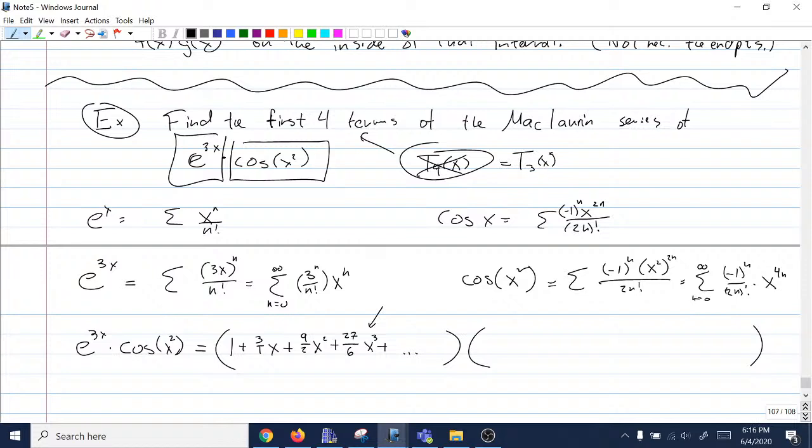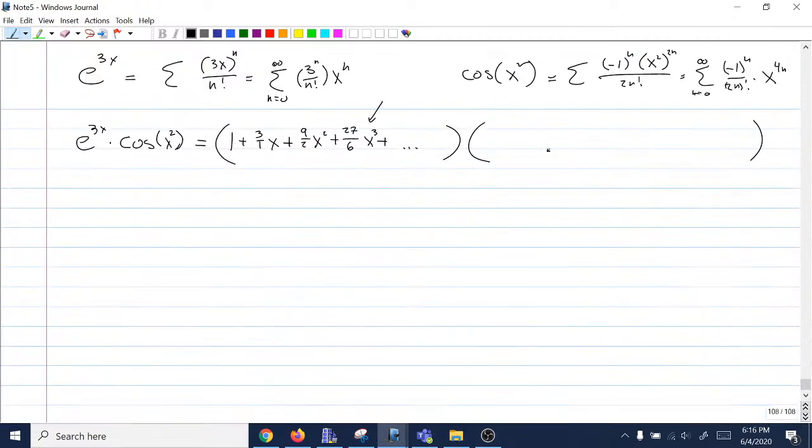Or maybe it would be m3 for Maclaurin series, but I haven't seen people use that abbreviation. There's the Maclaurin series for e to the 3x, or at least the first 4 terms of it. For cosine x squared, if I take the first 4 terms of this, what do I get when I plug in n equals 0? I'm going to get x to the 0, this will be the constant term. 1 over 1, I get 1. The next term will be negative because of the minus 1 to the n.